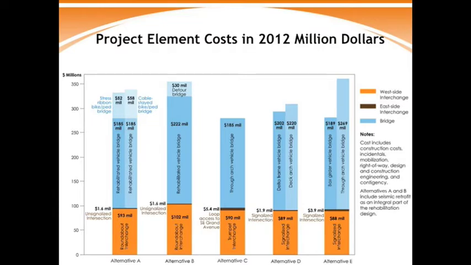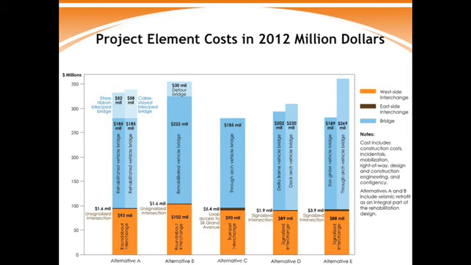Here are the total 2012 costs broken down by project element. The orange bars at the bottom represent the interchange costs, and you can see they're very similar. The roundabout in alternative B is a little more expensive, but all of them are roughly 30% of the total project cost. The small gray bars above the orange bar represent the East Side connection, which is a very small part of the overall cost. The Grand Avenue extension is more expensive than the other options.